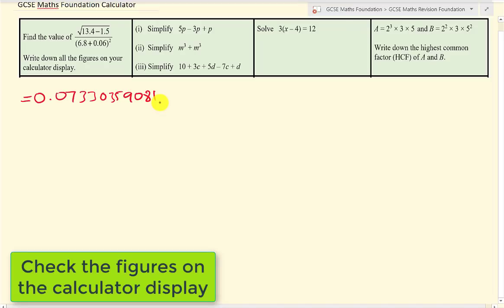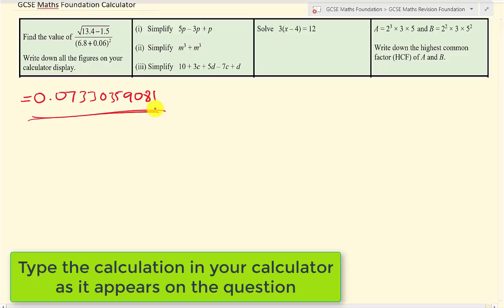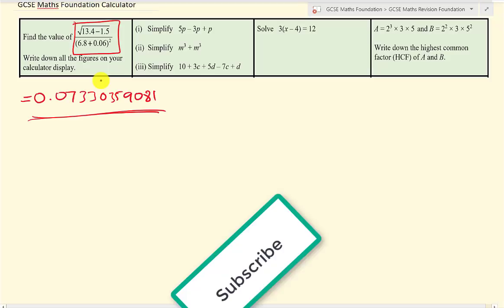Make sure you double check the digits because you don't want to make a mistake on this. The tip on this question is to write down the calculation as it appears in your question. If you don't, you might not get the exact same answer. Okay, so let's have a go at the next one.